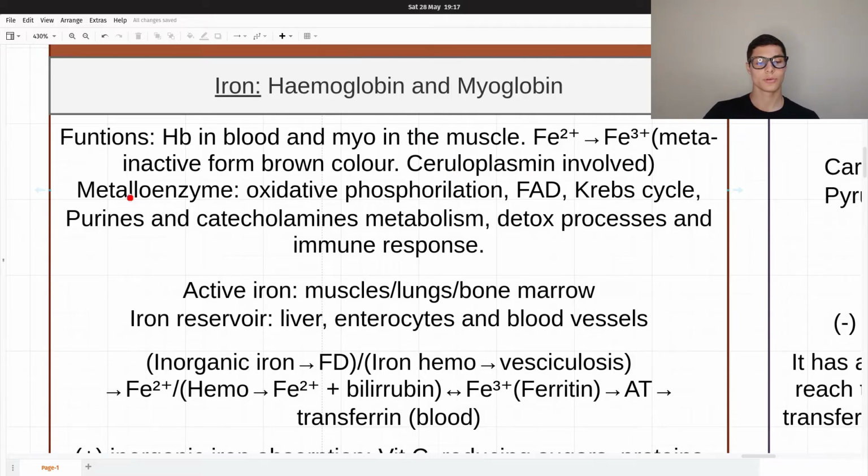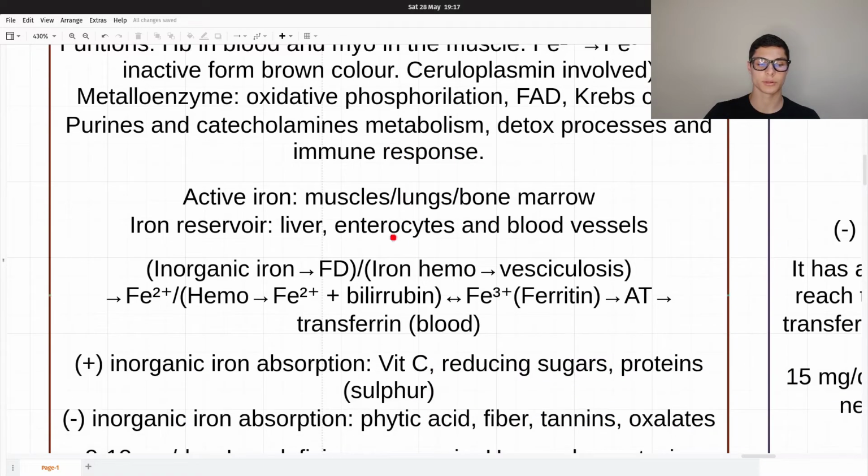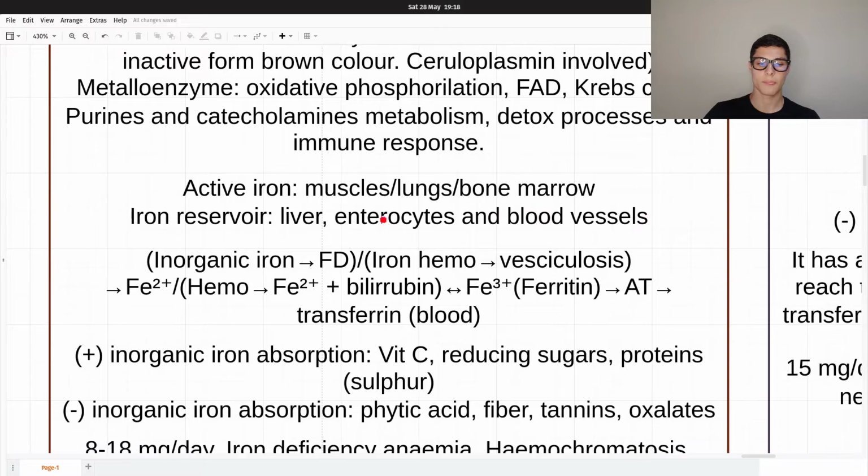Then it can also function as a metal enzyme in oxidative phosphorylation, as FAD, Krebs cycle. The iron is also involved in purines and catecholamines metabolism, in detox processes and immune response. So as you can see, iron is very, very important. Active iron is in muscles, lungs and bone marrow. Iron reservoir, we have it in liver, in the enterocytes and blood vessels.